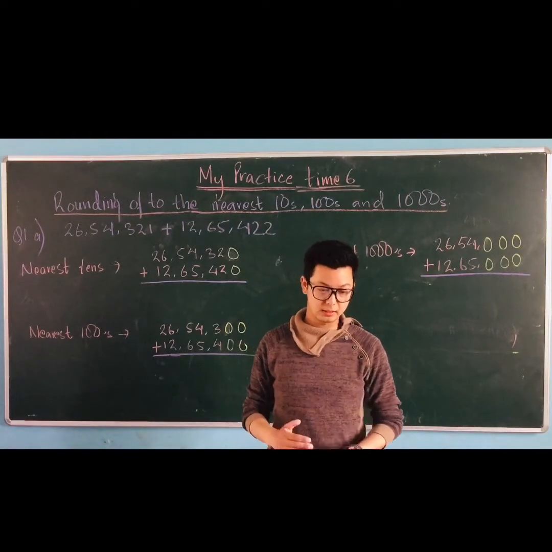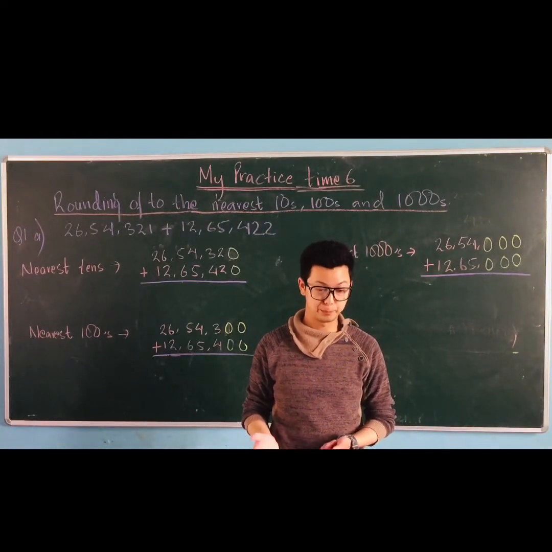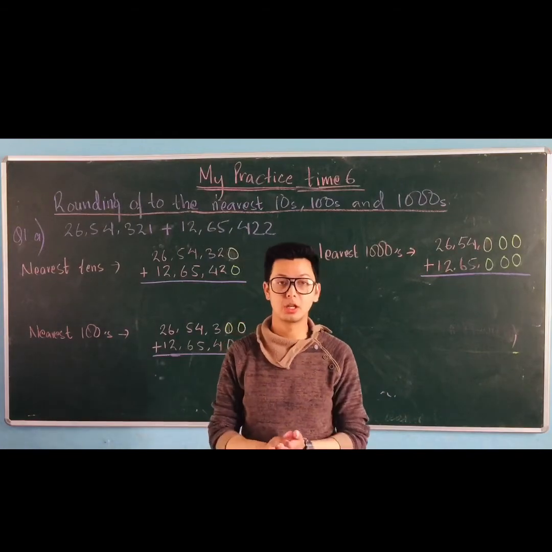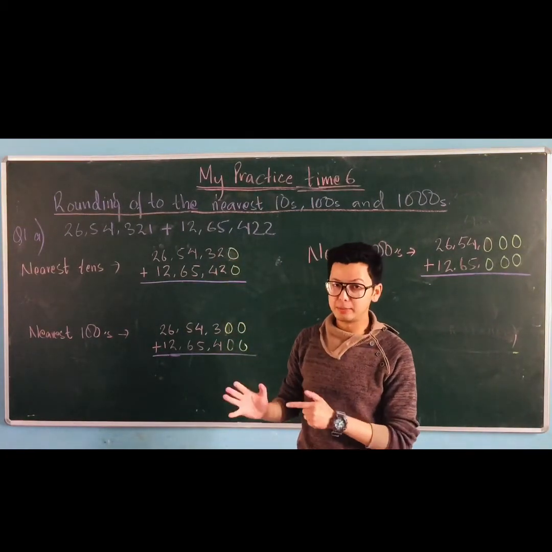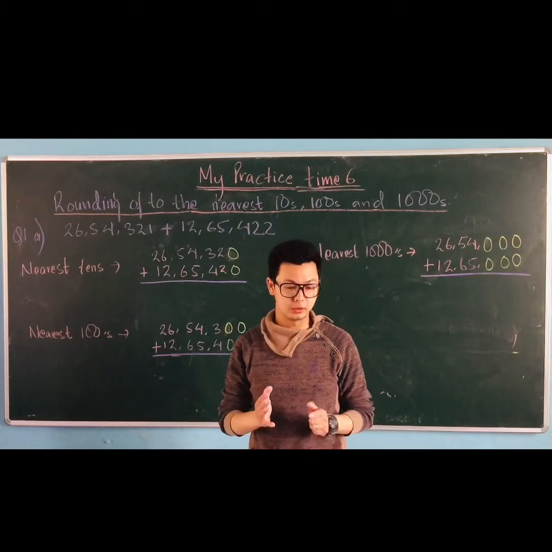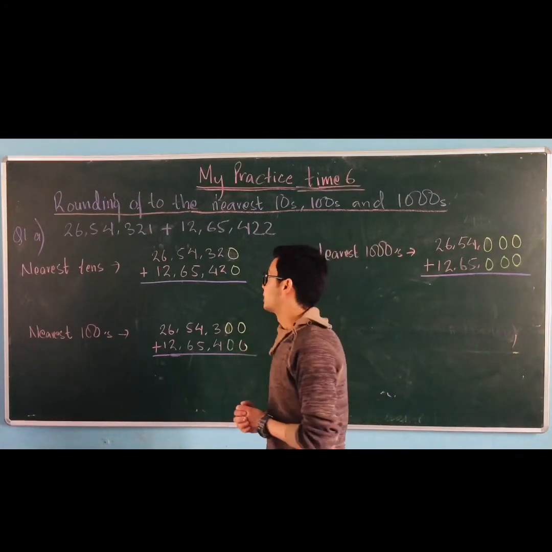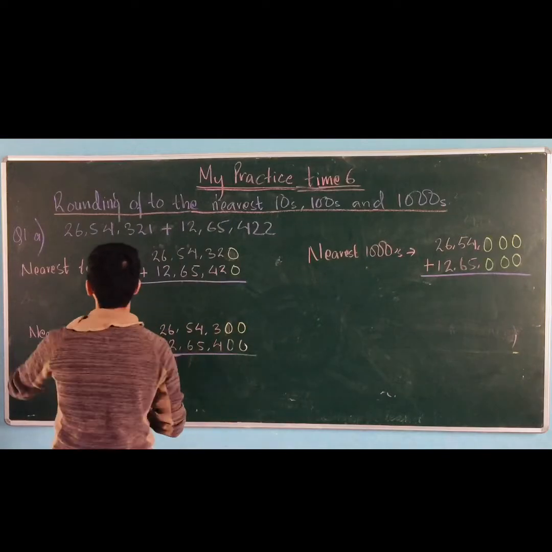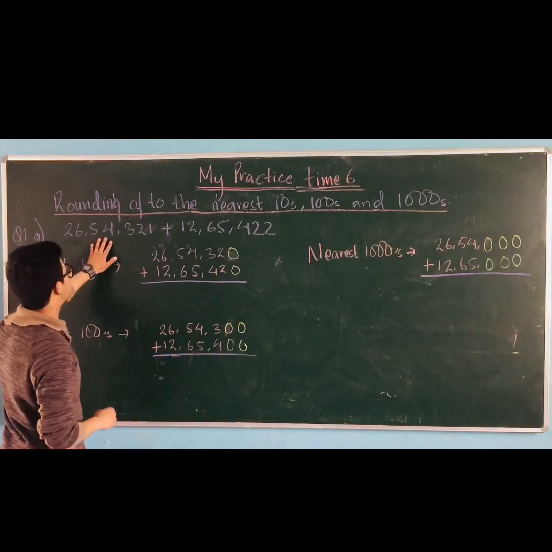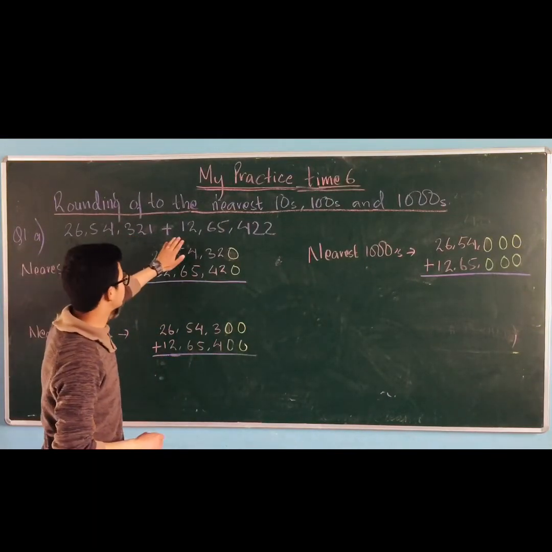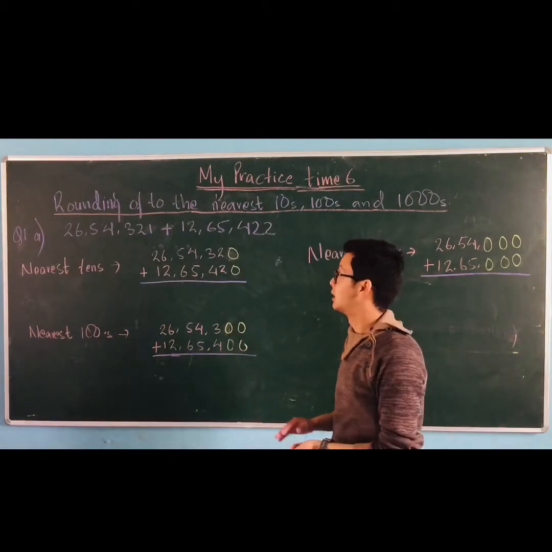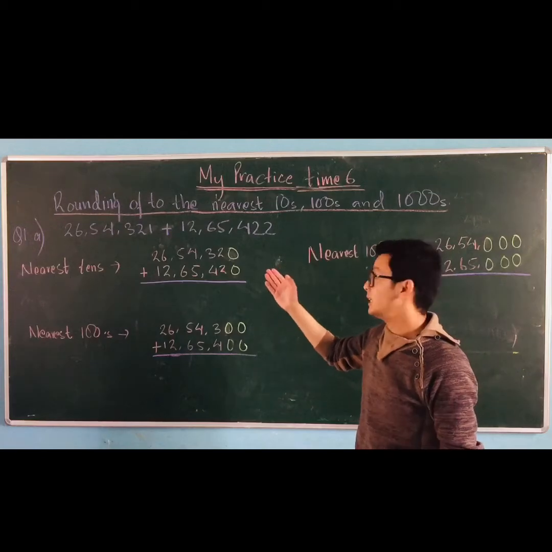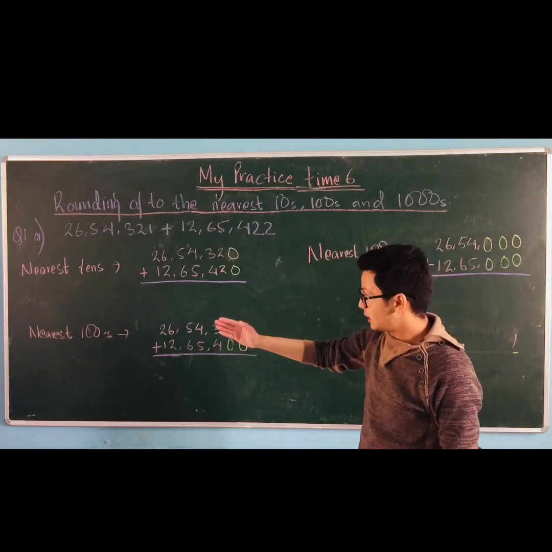Well, we will start the next practice time, that is My Practice Time 6. I will do question number 1. I will give you one example and the remaining questions you can do by yourself, okay? So in question number 1 we have 26,54,321 plus 12,65,422, right? We have to add this. First we have to add to the nearest tens, and then the nearest hundreds, and then the nearest thousands.